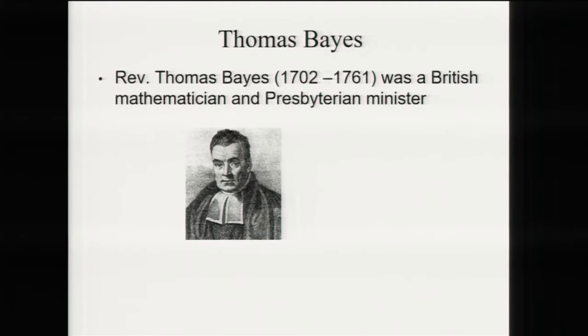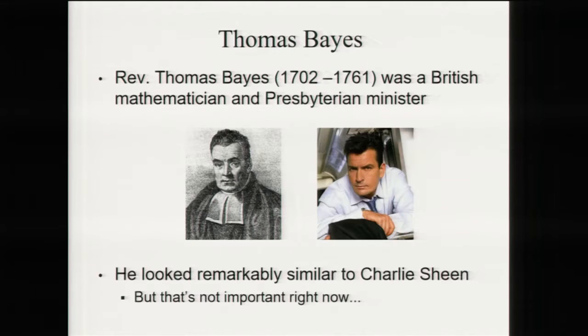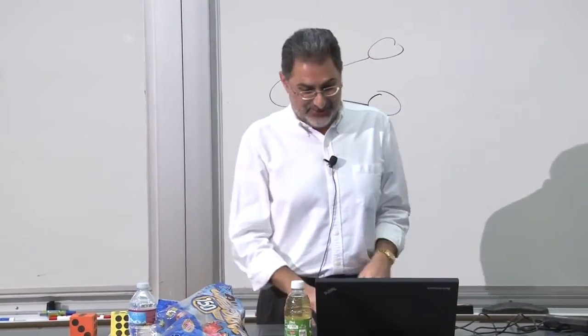First, I'll tell you about Thomas Bayes, in case you're wondering. Thomas Bayes was a reverend that lived in the 18th century, British mathematician and Presbyterian minister. He also looked remarkably like Charlie Sheen. Okay? That's kind of the young, svelte Charlie Sheen. We won't talk about the later Charlie Sheen.